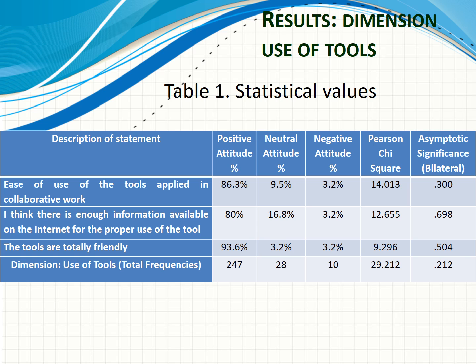As you can see here, the 3 statements are related with a positive attitude, superior to 80%: ease of use of the tools applied in collaborative work; I think there is enough information available on the internet for the proper use of the tools; and the tools are totally friendly. Finally, you can see the total frequency of the dimension, which is also related with a positive attitude.